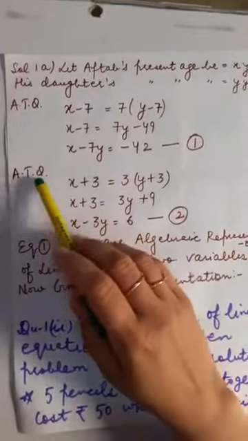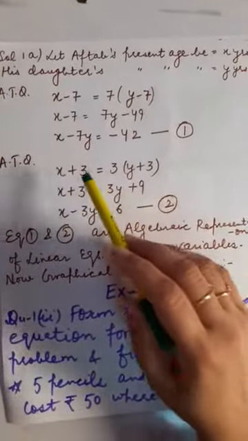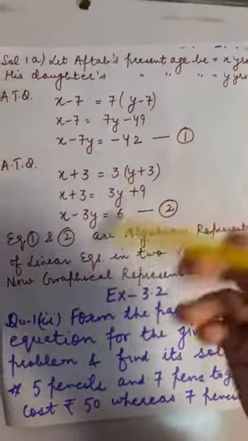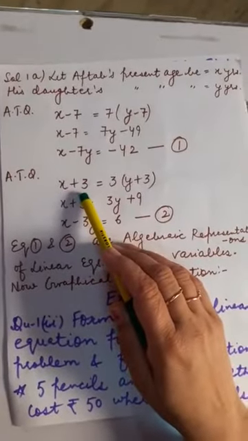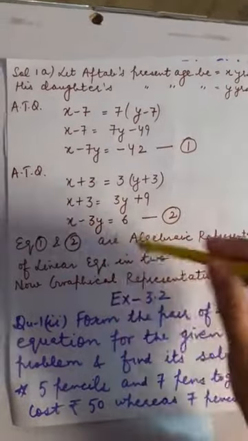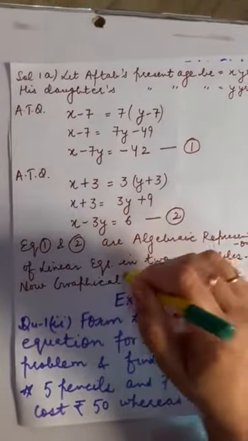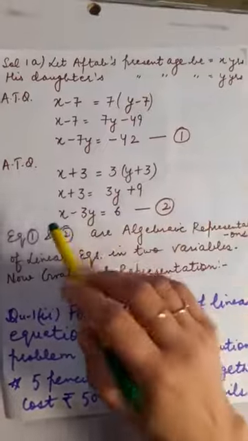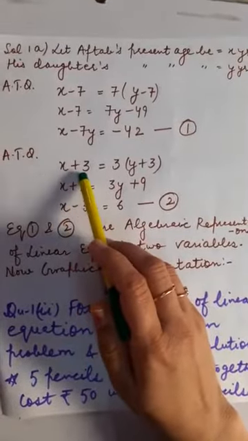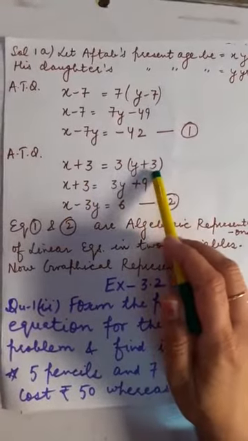Now, according to the question, we are dealing with the second situation. 3 years later. So, can anybody tell me what will be the age of Aftab after 3 years? If I am X years old right now, definitely my age after 3 years will be X plus 3. In the same manner, Aftab's age is X plus 3 and his daughter's age will be Y plus 3.